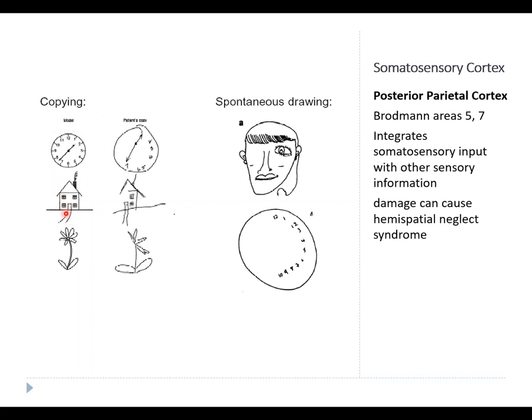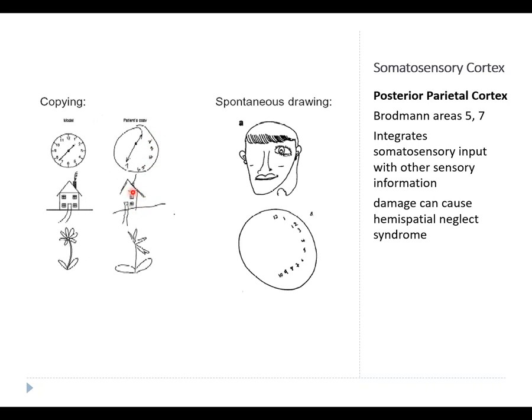So they got a picture of a clock, or a picture of a house, or a picture of a flower, and the doctor said, okay, copy this picture. And so patients with this syndrome might try to draw a clock by maybe drawing a circle, maybe drawing the hands, but then only drawing numbers on one side of the clock. So, here just going from like 2 to 7.